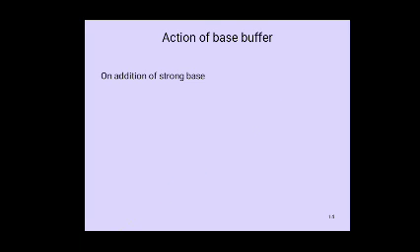On addition of strong acid, pH is constant. On addition of strong base, OH minus ions interact with ammonium ions to form NH4OH, hence pH is constant. As the added OH minus ions are reacted, pH remains constant.